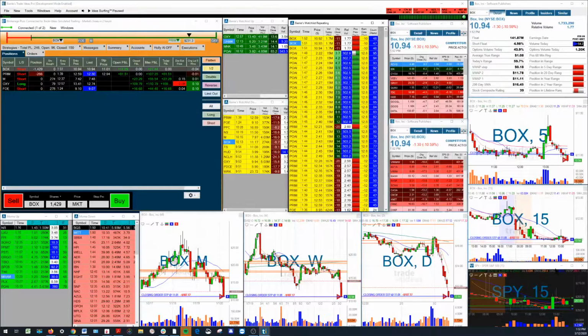Yeah, a little higher. Maybe it's only a 3 bar pullback on the 15. Maybe.